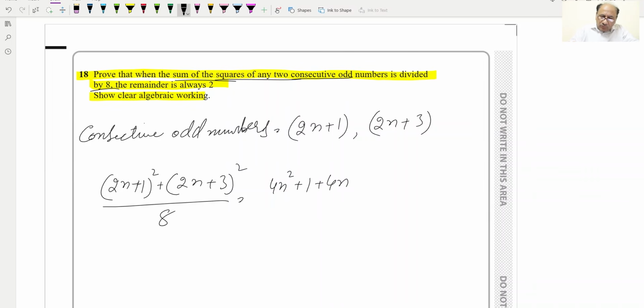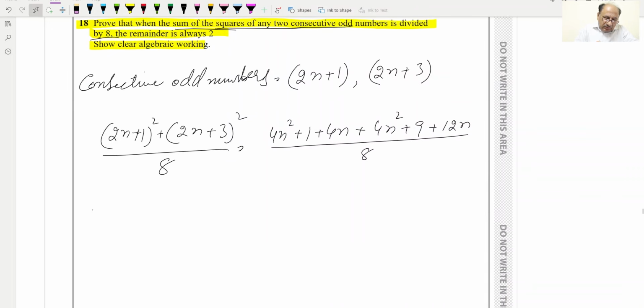And next we can open the second one, plus this will be 4n squared, and this will be plus 3 squared, which is 9, plus 2 into 2 into 3, which is 12, so 12n, divided by 8. Now further we can add the like terms in the numerator, so it will be 8n squared, and plus 12 plus 4 will be 16, so 16n plus 10, and this will be divided by 8.